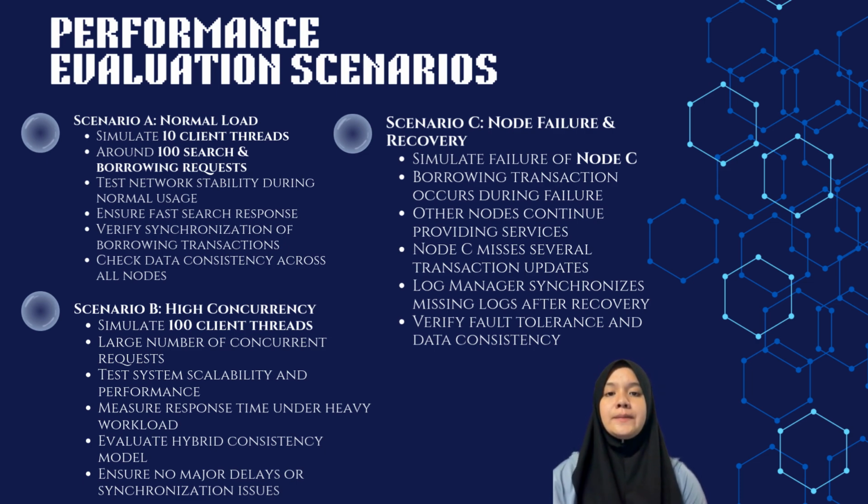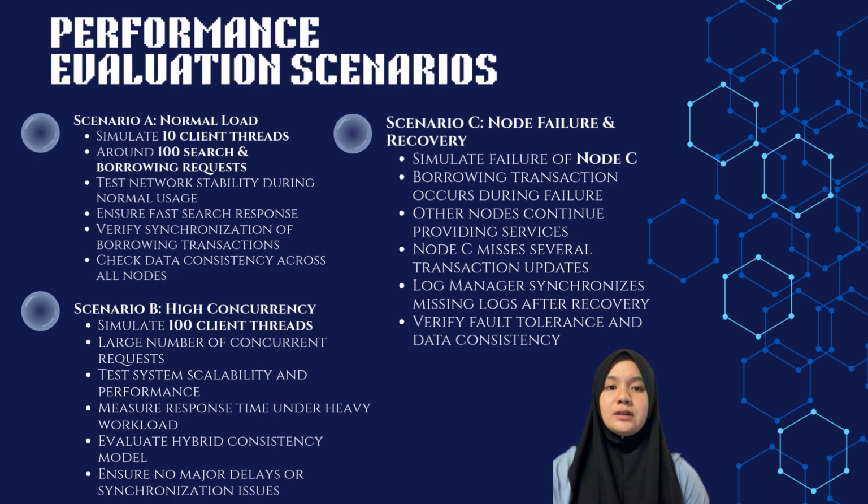For scenario B, high concurrency. In scenario B, the system is tested under heavy load. We simulate 100 client threads accessing the system at the same time, performing search, reservation, and borrowing operations. The purpose is to test system capability and performance under high user demand. The system should also still work efficiently without major delay or failure.